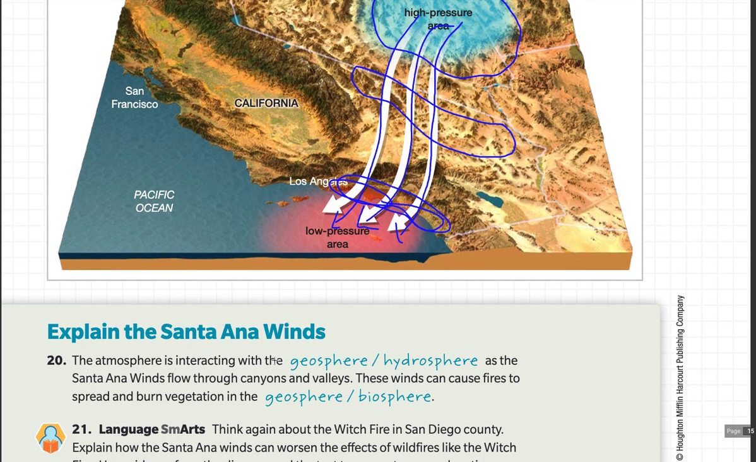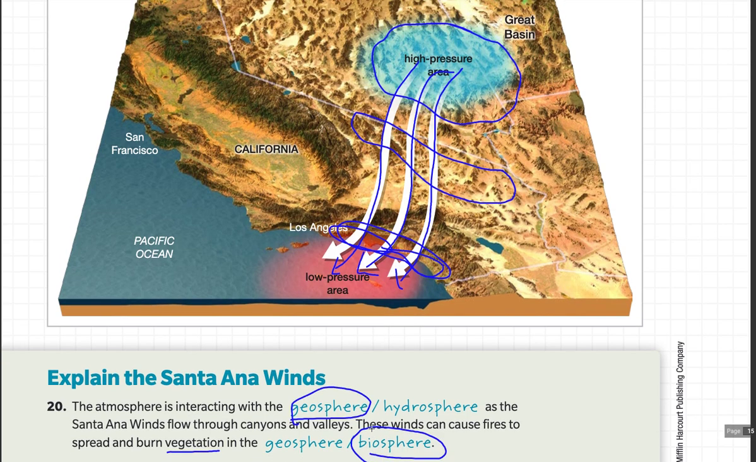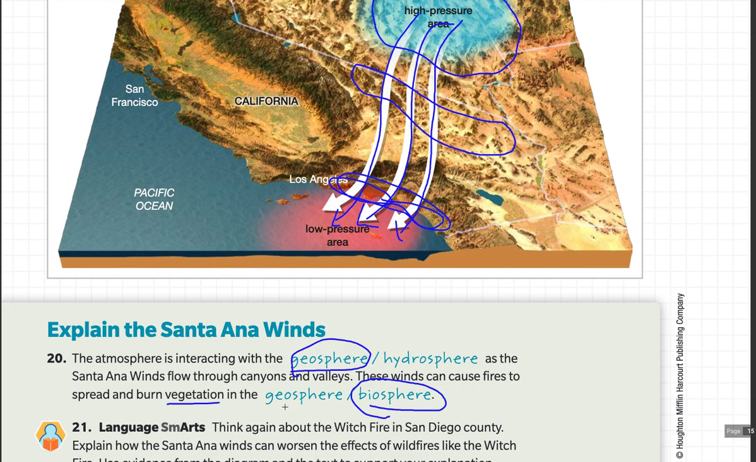The atmosphere is interacting with the geosphere. Remember, geosphere is land and hydrosphere is water, so it's not really interacting with water over here. These winds can cause fires to spread and burn vegetation in the biosphere. Remember, it's burning vegetation, vegetation is living things, not land. So geosphere is like the rocks, the dirt, the inorganic, the dead stuff. Biosphere is everything that's living. So vegetation would be biosphere.